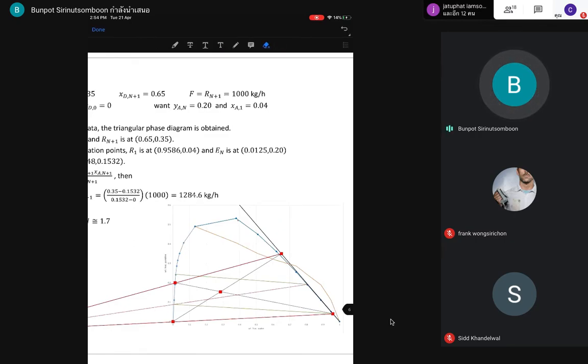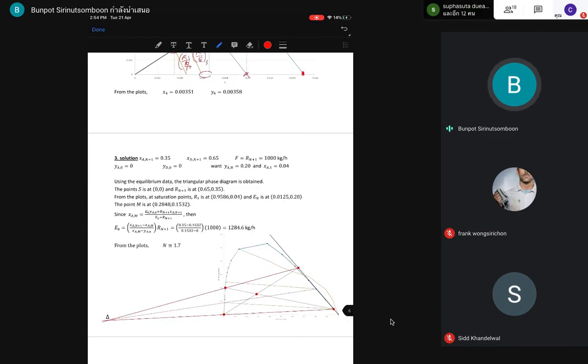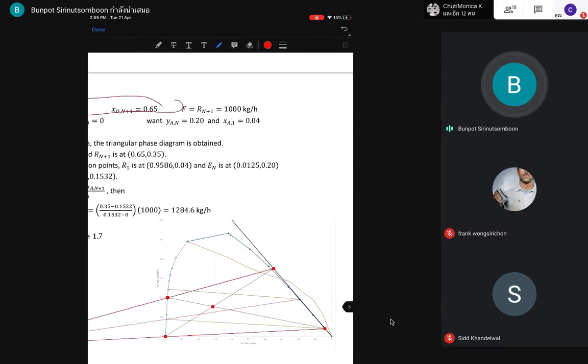Then the problem gives me the information about the feed, and it tells me this point right here. So this is the feed. This point right here is my feed.